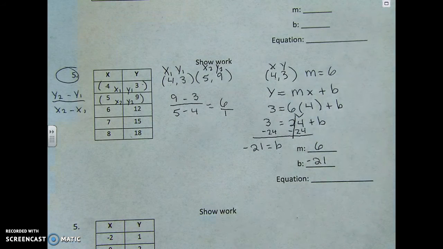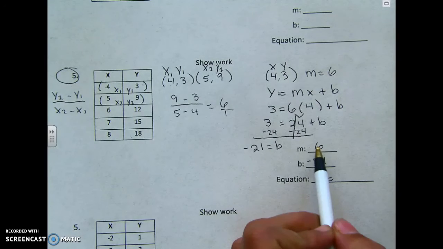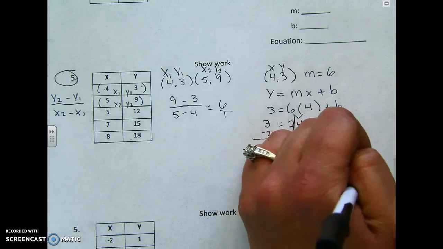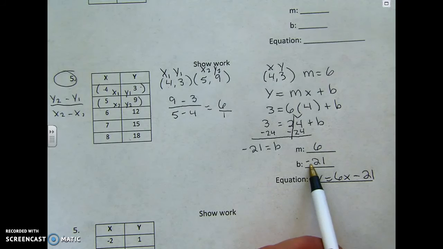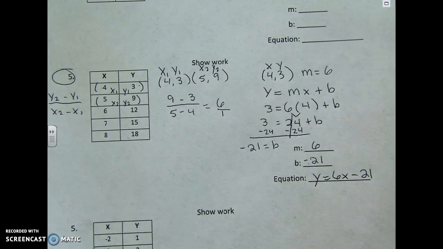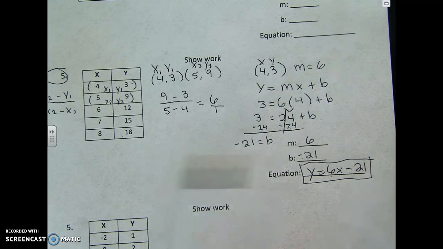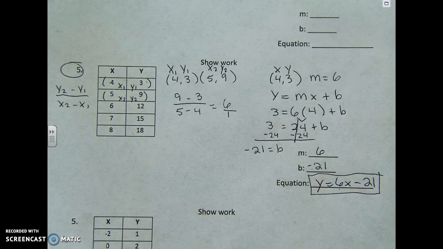I have my m and I have my b. So I can write the equation because we're going to write it in y equals mx plus b. In this case, y equals, my m is 6. I'm going to bring my x down, minus my b, minus 21 because my b is negative 21. All I did was put it in slope-intercept form. So there you go. That's my equation. y equals 6x minus 21 is the equation to the table. Follow your notes for each step. You can go ahead and check the video again if you need to.